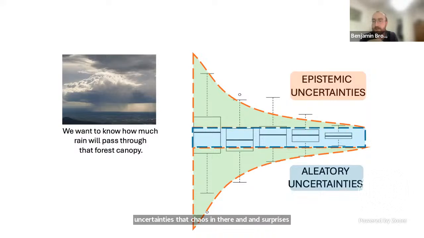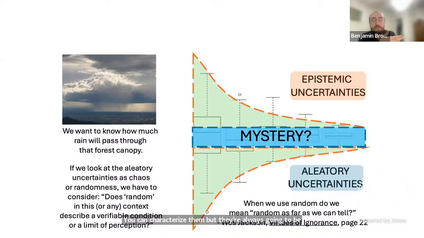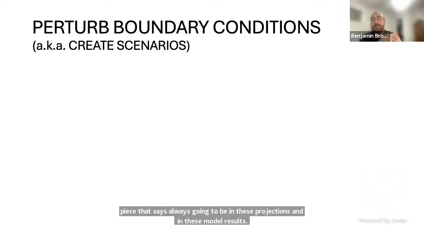They're always going to be there, and you're never going to be able to get rid of them. You can characterize them, but they're always going to be there. So there's this random piece or that mystery piece that's just always going to be in these projections and in these model results. And there's two primary ways to look at characterizing these uncertainties. And we will do some of this in a moment with the interactive part.